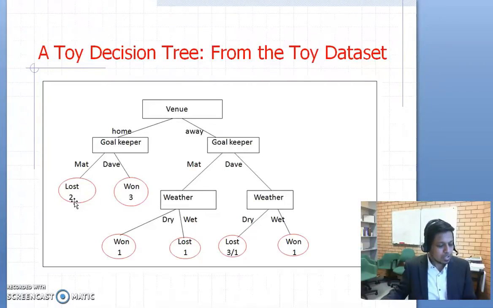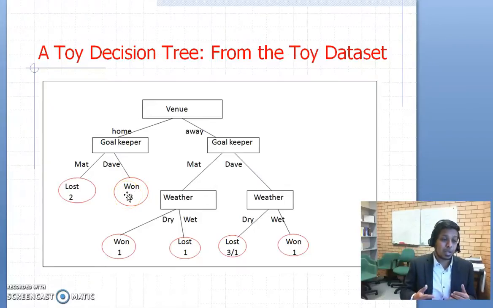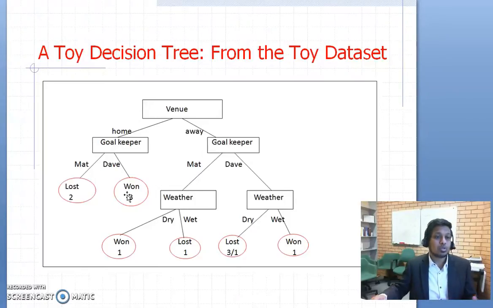So a decision tree can help you to identify the reasons why sometimes they are winning and sometimes they are losing. For example, if you look at this, when the venue is home and the goalkeeper is Dave instead of Matt, then they are winning all the time. They've played 3 such games and in all 3 cases they won. So this can help a coach or the management of the team to take a better decision for the next time they are going to play against another team.